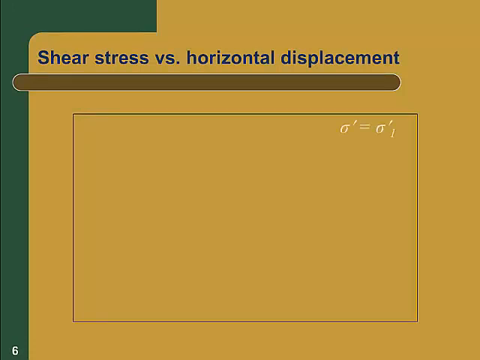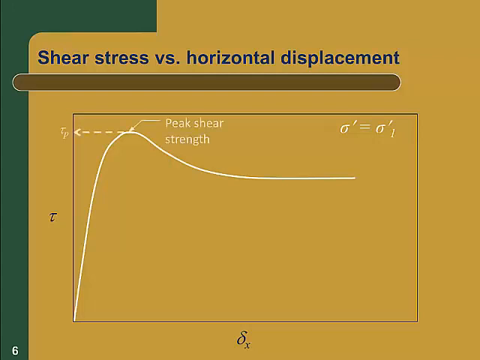As we increase the applied shear stress tau, we will record its magnitude as a function of the horizontal displacement delta x. Depending on the nature of the soil being tested, the plot of tau versus delta x will have one of two shapes. In one case, the applied shear stress increases to a peak level, then decreases with additional displacement, finally reaching a plateau. In this case, the greatest shear stress measured represents the peak strength and the value of shear stress at the lower plateau represents the residual strength. This shape of shear displacement curve is typical of dense sands or over-consolidated clays.